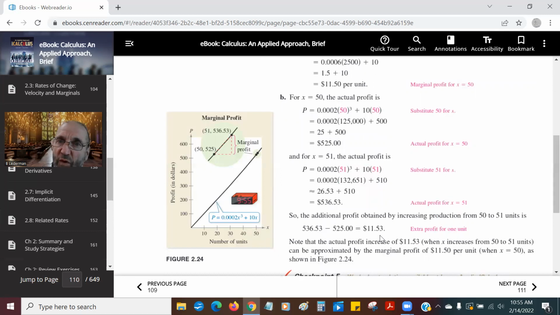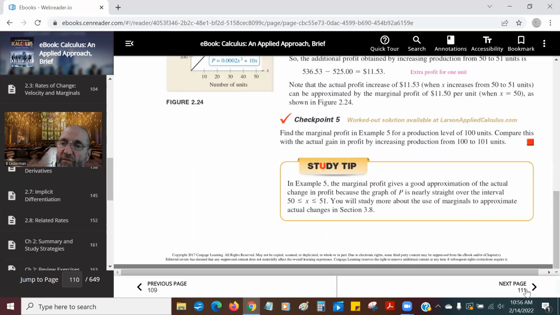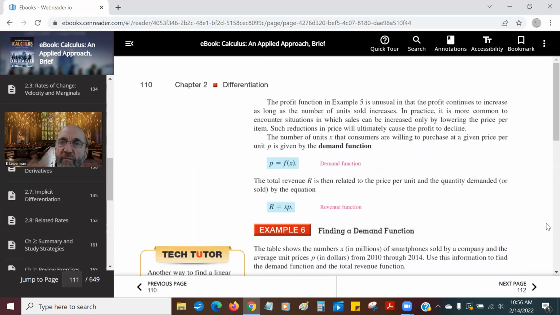That's the extra profit for 1 unit, and that's what it's saying here. It's saying here that the change is 1150. So it's not surprising that 1 more unit got me 1153. So that's kind of cool and awesome. So note that the actual profit increase can be approximated by the marginal profit, and that is very cool. And it's simply marginal profit per unit. Well, that was very awesome. That was very, very awesome.